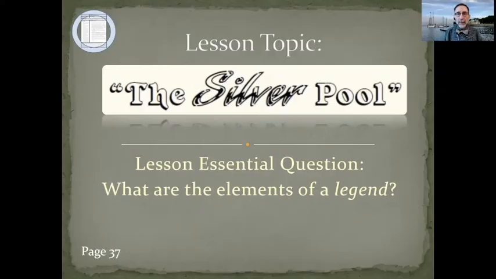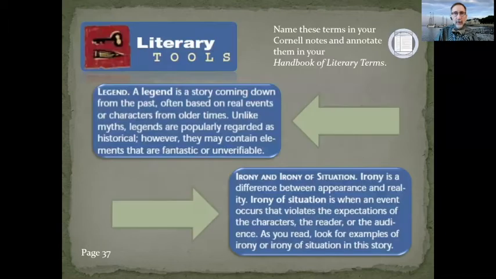Okay, so the piece we're going to read today is called The Silver Pool, but it's just one story in an incredibly big collection or saga about this character I mentioned named Mccool. Our lesson essential question for today is, what are the elements of a legend? That's pretty simple, and that's a simple definition too. But what I'd like you to be able to do is show me where those elements of a legend appear in this legend of Mccool.